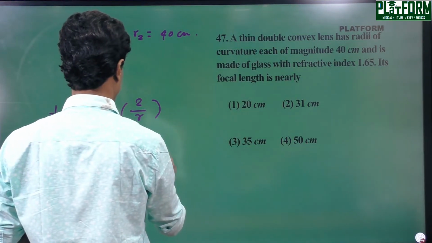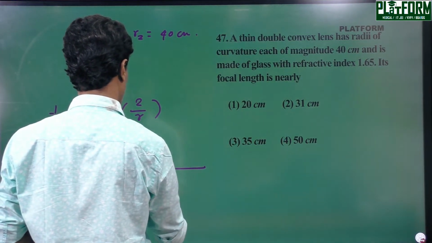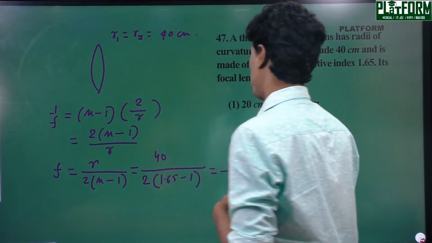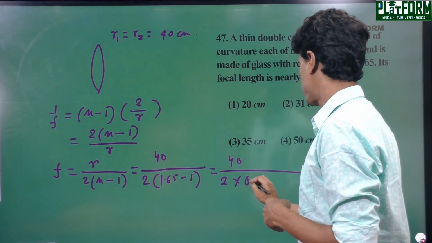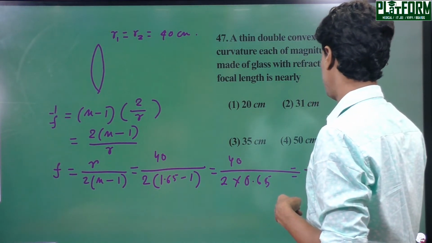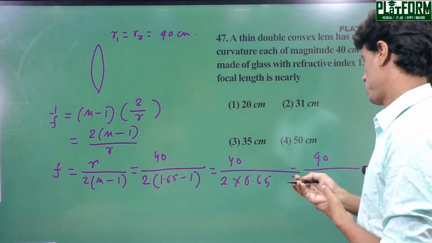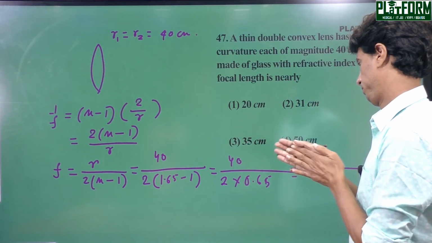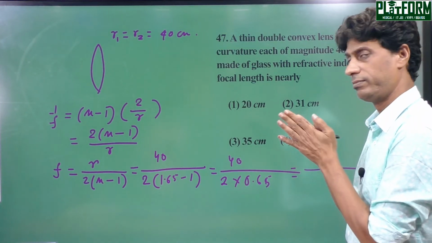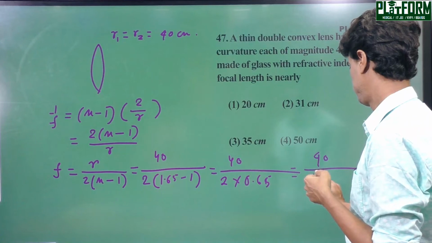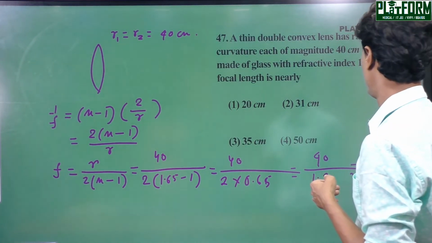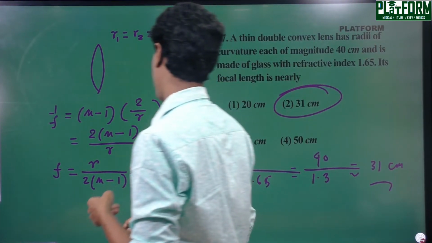The radius of curvature is given as 40, and this is 2 into (1.65 minus 1). Calculating, 2 into 0.65, and it is 40, so the focal length is 31 centimeter. The right option here is 31. Next problem.